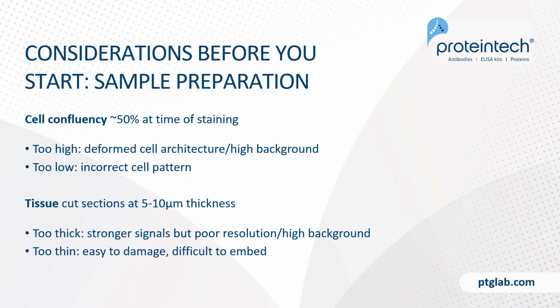Tissue should be cut at 5 to 10 micrometers thickness. If your tissue is too thick, then you will get stronger signals, but this could also result in poor resolution, especially with a wide field microscope, and you will also get high background because you will have more antigen present in the sample, providing you with more fluorescence from the secondaries.